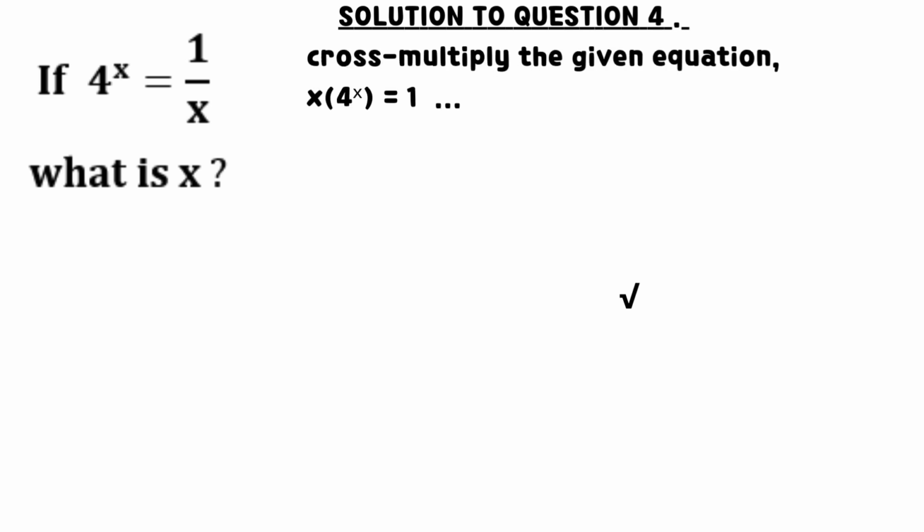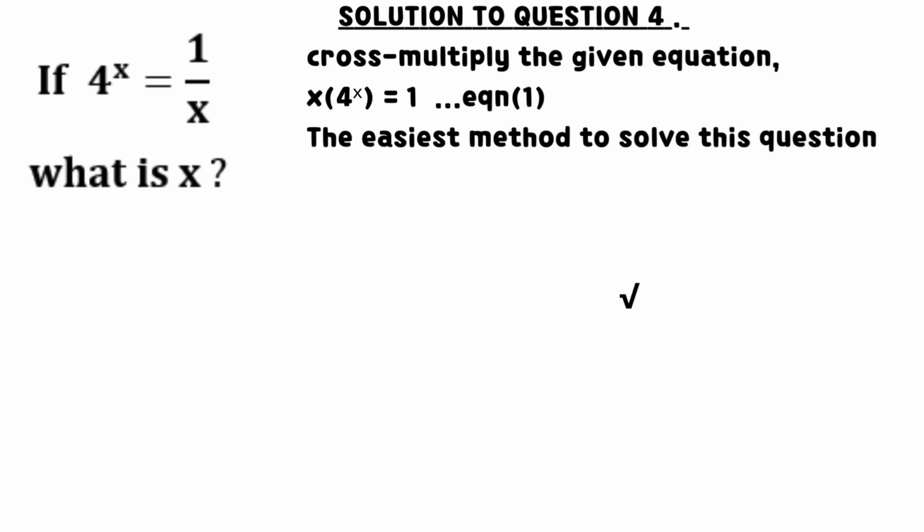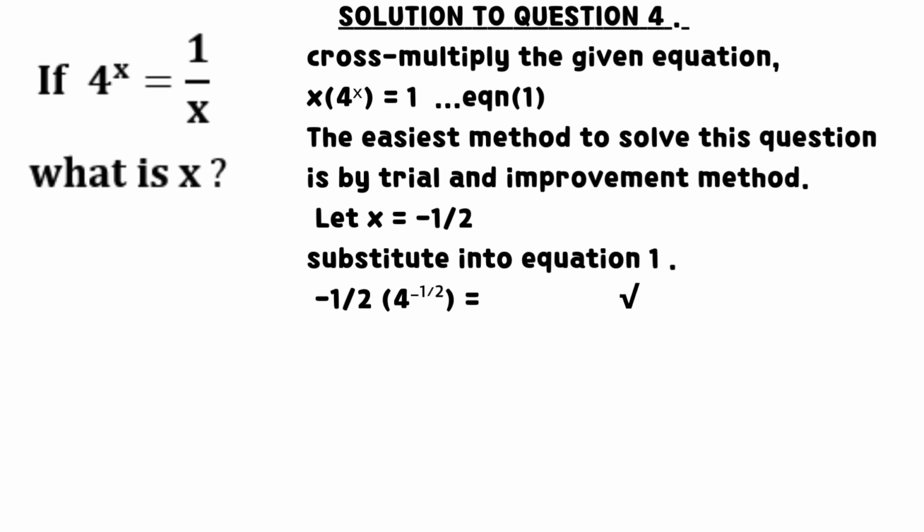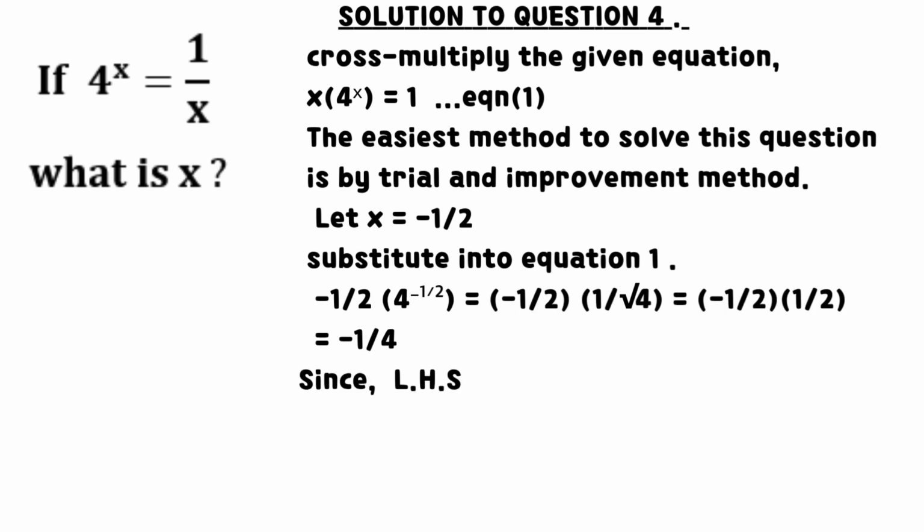Solution to question 4. Cross-multiply the given equation. The product of x and 4 to the exponent of x equals 1. We call it equation 1. The easiest method to solve this question is by the trial and improvement method.